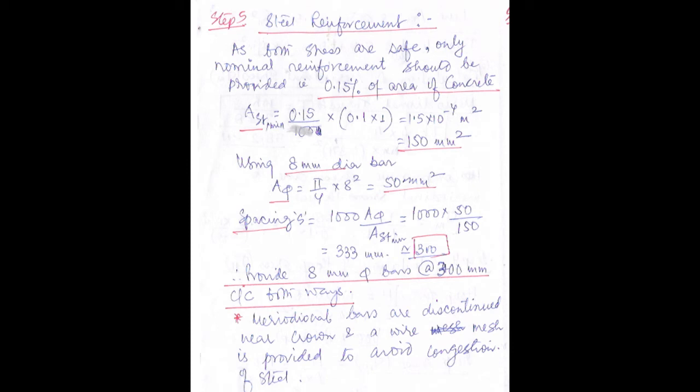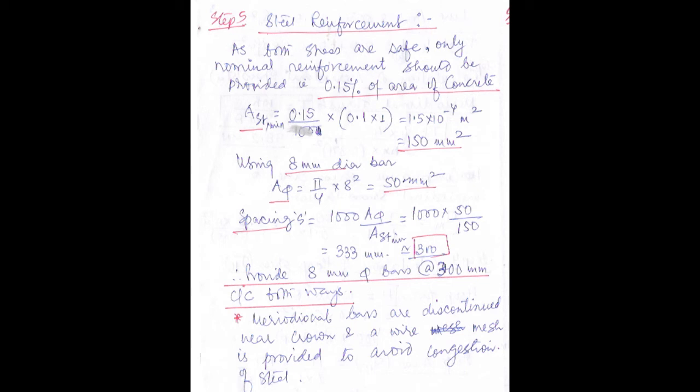So finally what is our decision? Provide 8 millimeter diameter bar at the rate of 300 millimeter center to center in both ways. As you can see in my video, everywhere the decision we are taking about the dimension or the steel reinforcement, I am just underlining it. Why am I underlining it? Because while we draw the final diagram, we don't have to search for the data of what we have done. So please underline the value if you have reached a conclusion or a result.